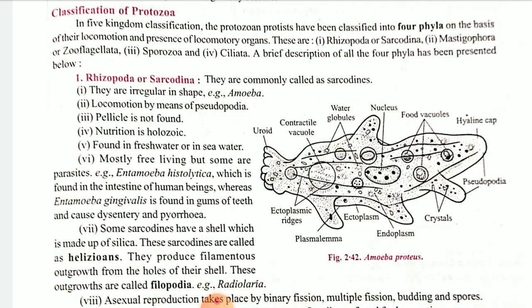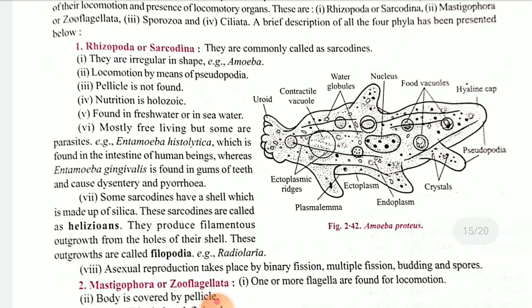The first one is Rhizopoda or Sarcodina. The general characteristics of Rhizopoda: irregular in shape, locomotion by means of pseudopodia, and pellicle is not found. Nutrition may be holozoic, they can engulf. They survive in fresh water and sea water. Mostly they are free living. Okay, children.